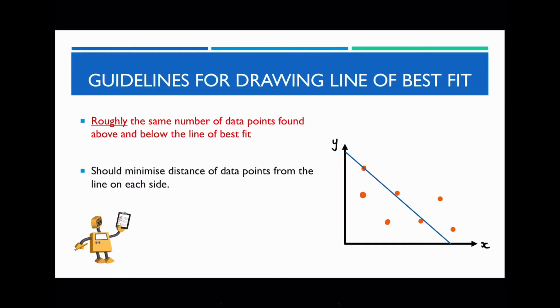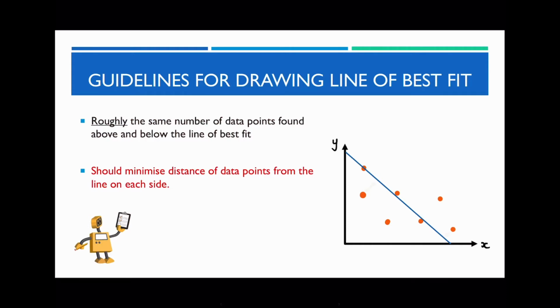And if I did it like this, notice that I've got 3 data points that are directly below the line of best fit, whereas I also have another 3 data values that are above the line of best fit. This one over here doesn't really count because this data point goes through the line of best fit, so it's found on neither side. So in this case, because I've got 3 below and 3 above, this is going to be a relatively decent line of best fit. What you also need to do when you draw the line of best fit is ensure that you try to minimize the distance of data points from the line on each side.